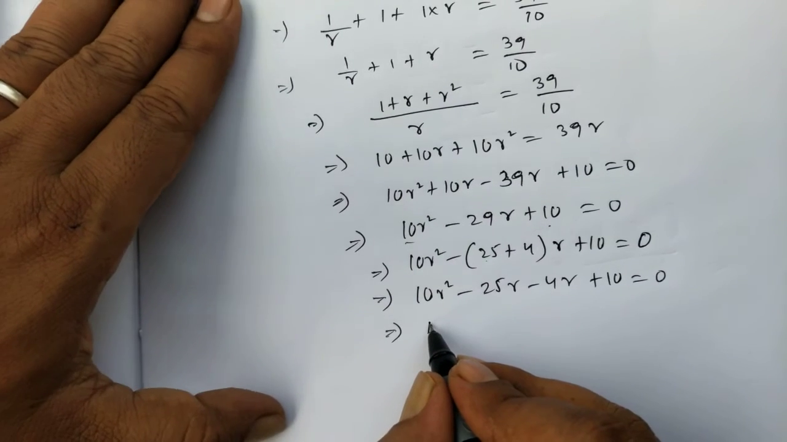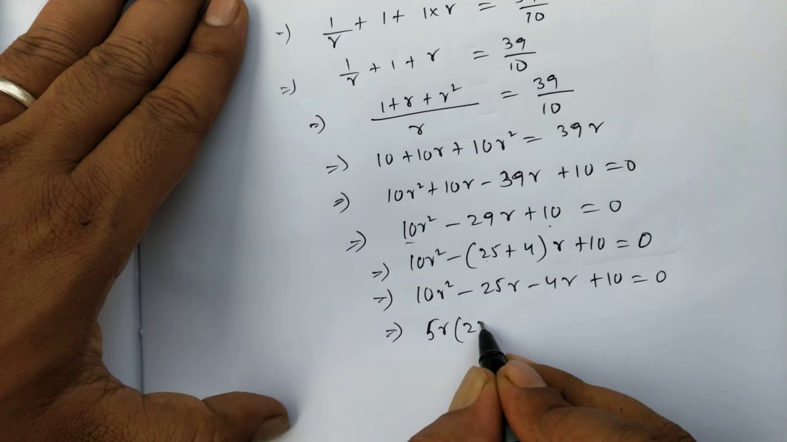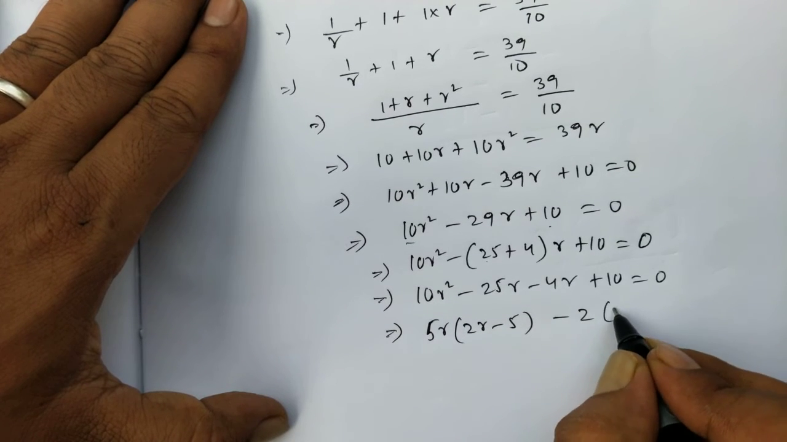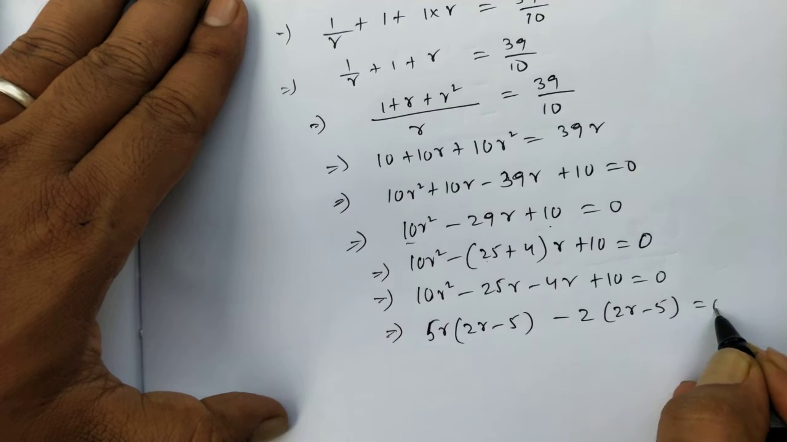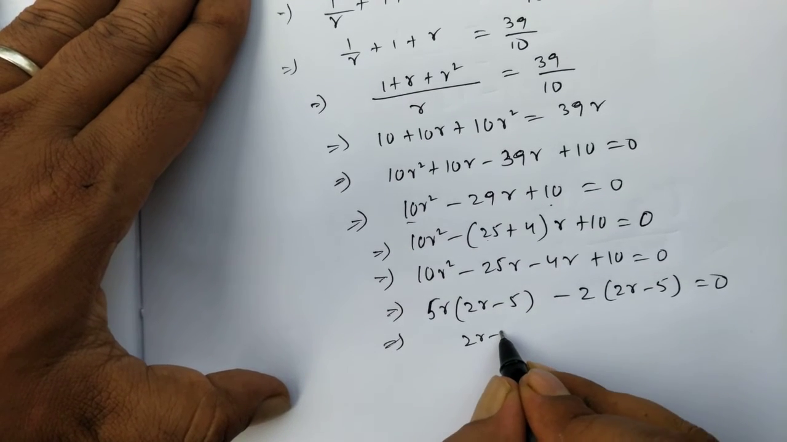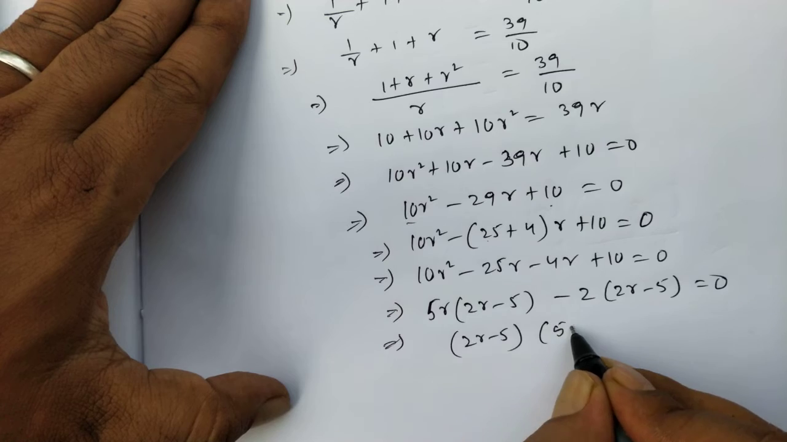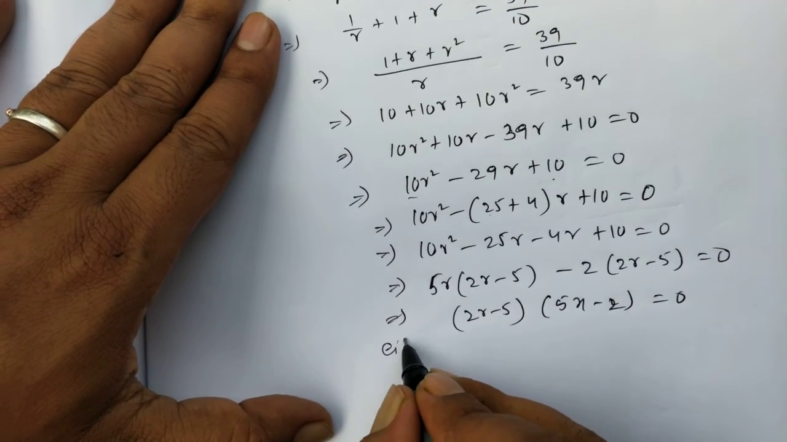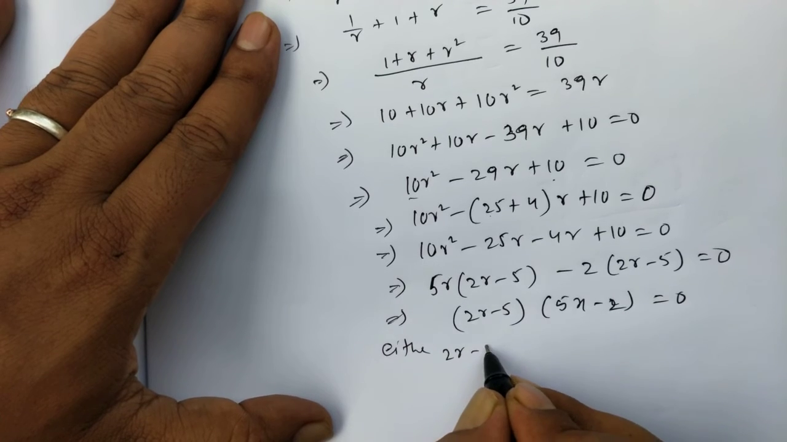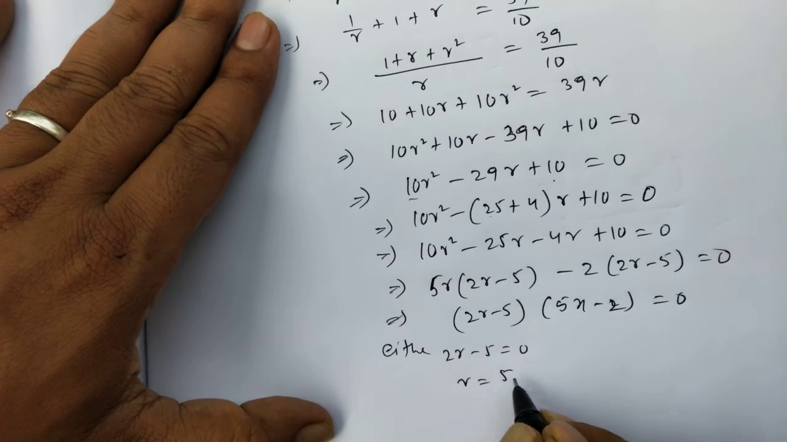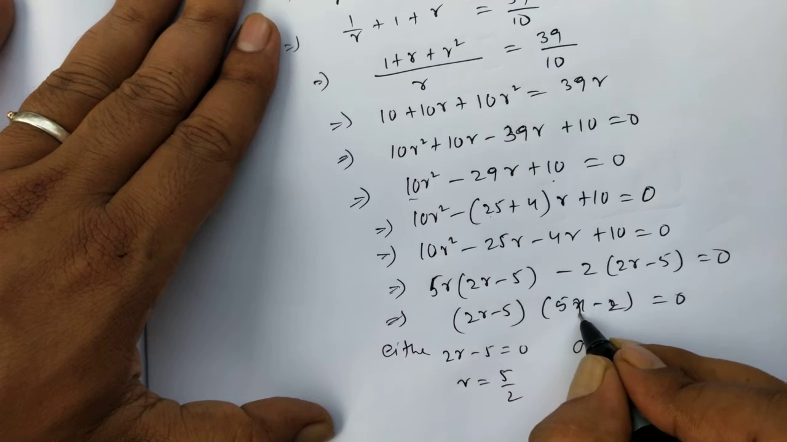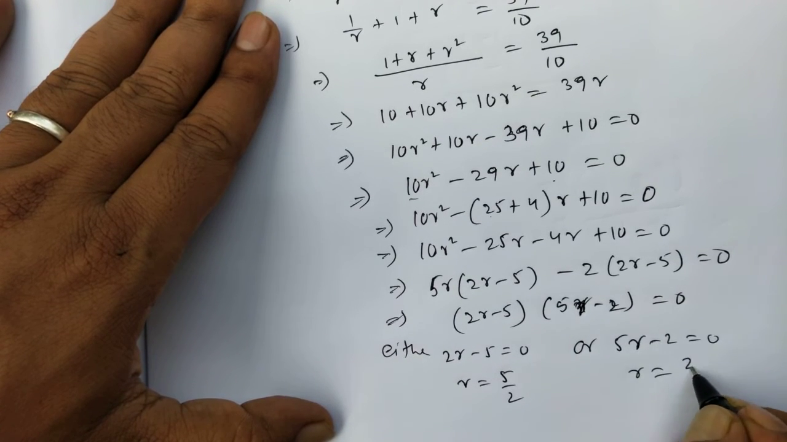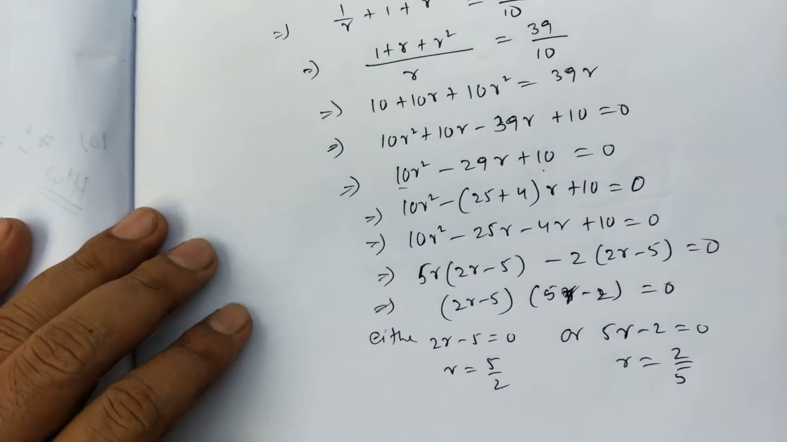Here 5r is common. We can write 2r minus 5, and minus 2 is common. So we can write 2r minus 5 into 5r minus 2 equals 0. So either 2r minus 5 equals 0, so r will be 5 by 2, or 5r minus 2 equals 0, that is r will be 2 by 5.